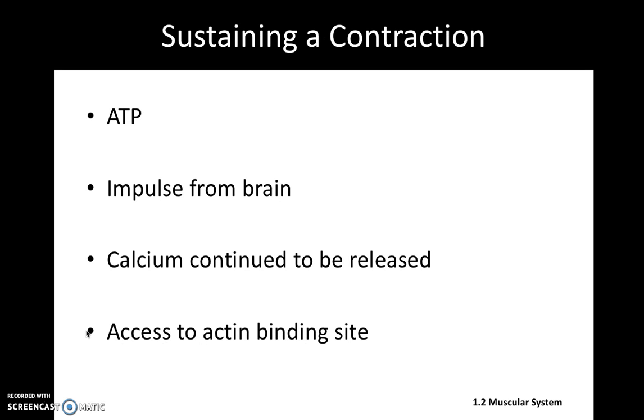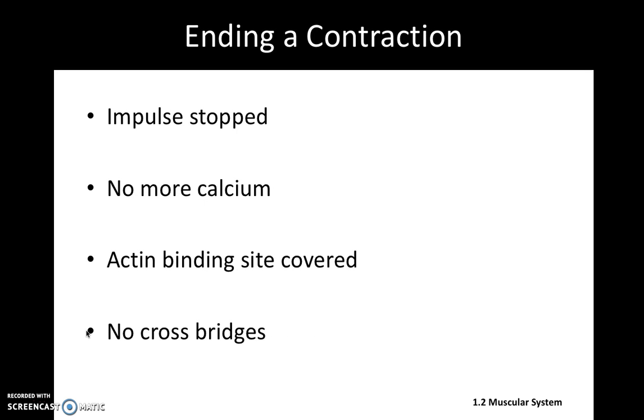In order for a muscle to sustain a contraction, it will require lots of ATP to allow the myosin arm to repeatedly bind and detach from the actin binding site. In addition to this, nerve impulses will need to be sustained from the brain to the sarcoplasmic reticulum to ensure that calcium ions are still being released and preventing the actin binding site from being covered by the troponin and tropomyosin, which leads me on to my next point, being that access to the binding site must be sustained in order for the myosin arm to be able to bind.